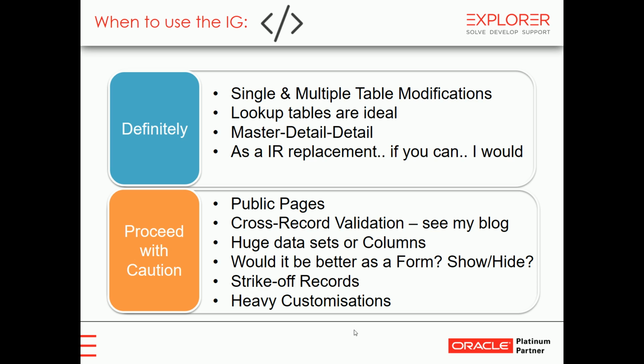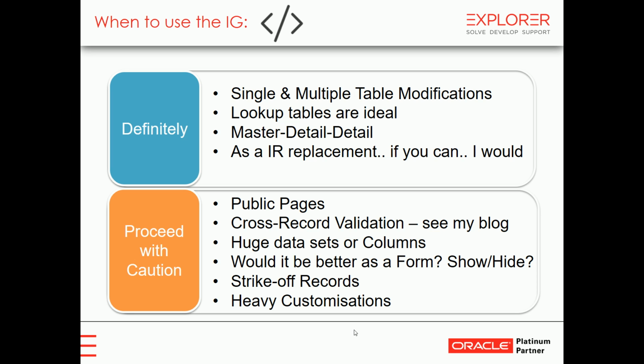Proceed with caution if you're looking at a huge data set, thousands of records or hundreds of columns. Proceed with caution there, and think, would it be better off as a form? If you're going to edit a record, would it traditionally be a form where, based on some data elements, you would hide and show dynamic elements of that form? It's not possible to hide and show a column in an interactive grid, not dynamically. So if you think it would be better off as a form, then probably interactive grid is not the right region type to use in that scenario.